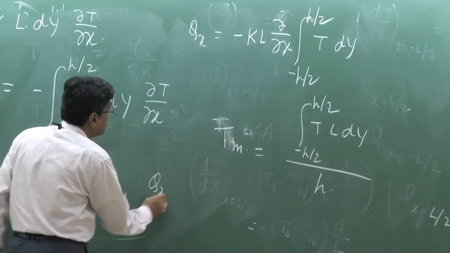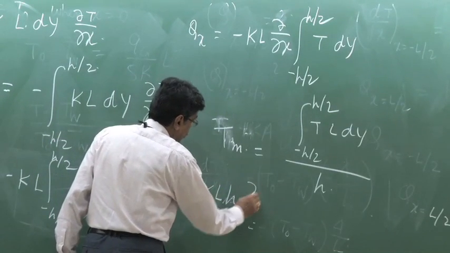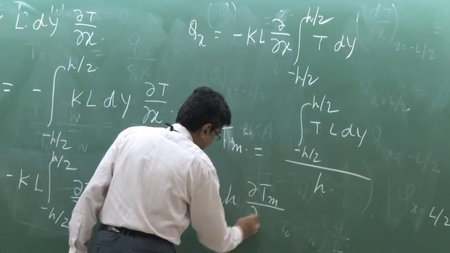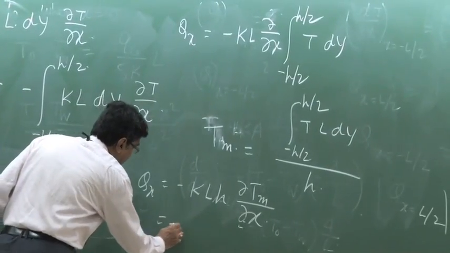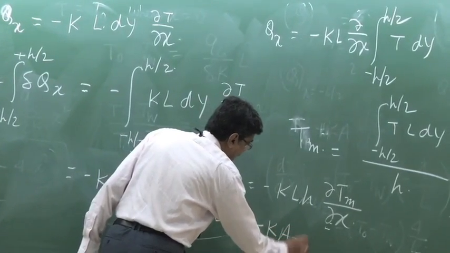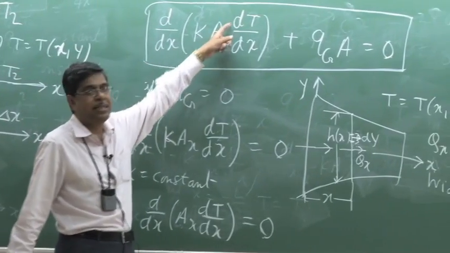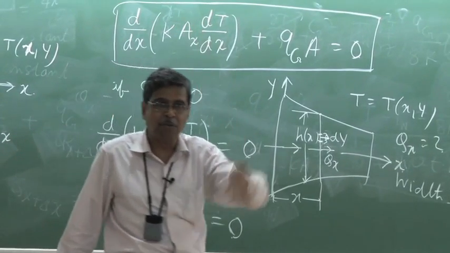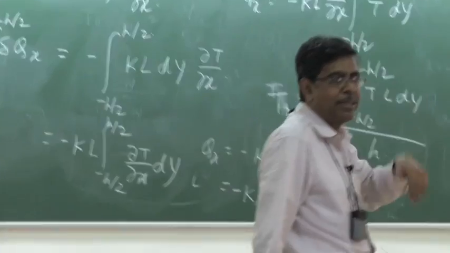Then Qx becomes equal to minus K L h into del Tm/del x. And in that case, when you have defined a cross-sectionally average mean temperature, then del x will not be there. That will be simply an ordinary differential, and L into h is the Ax, area at that section. That means when I represent the heat flux in a variable cross section as minus K Ax dT/dx, we consider that T is either some cross sectionally average temperature which is a function of x only, or we discard the variation over the cross section.